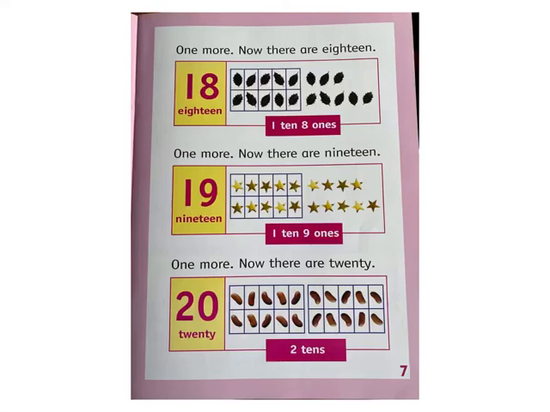One more. Now there are 20. 20 is, if you have a look, looks like we've got some beans there. 20 is actually 2 groups of 10. One group of 10, so the 10 frame is full. 2 groups of 10, we have 2 full 10 frames.